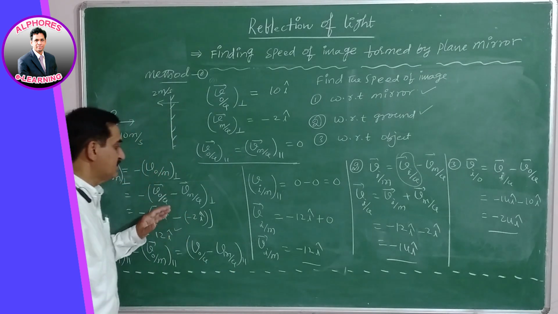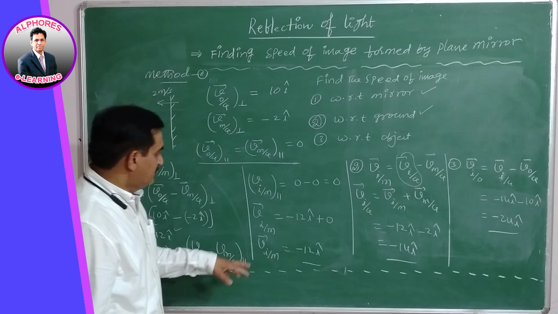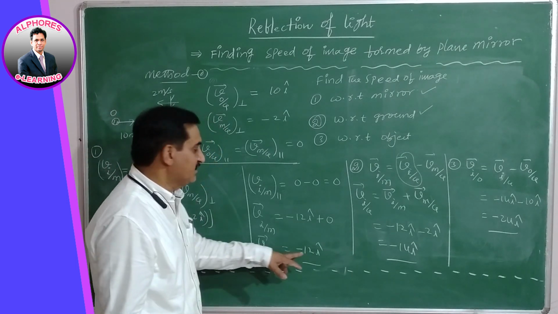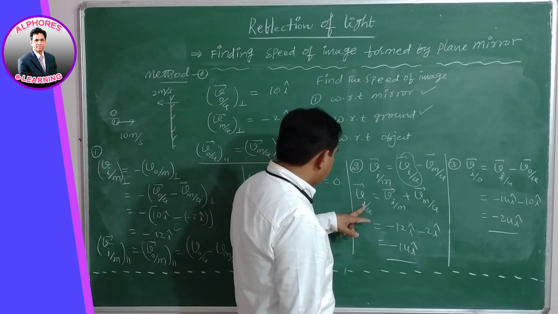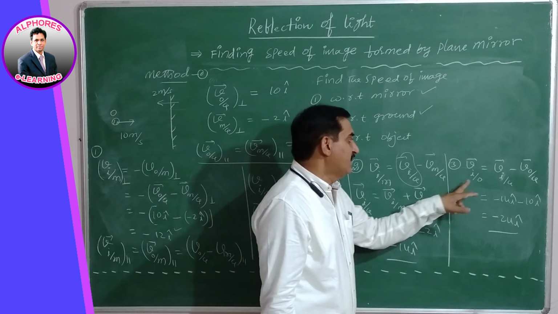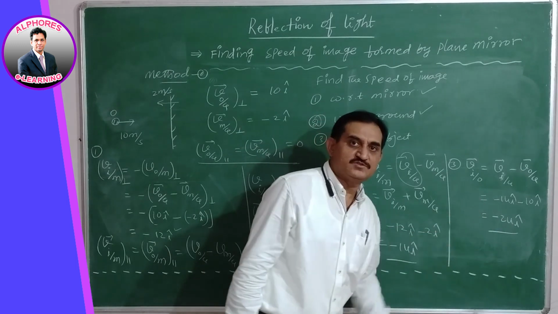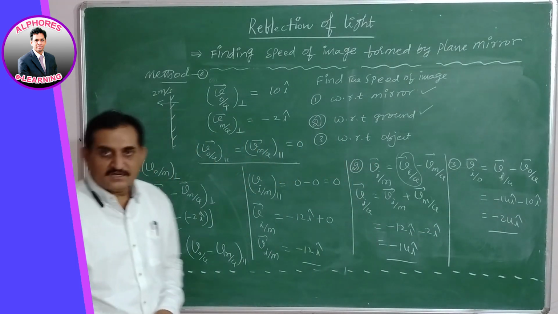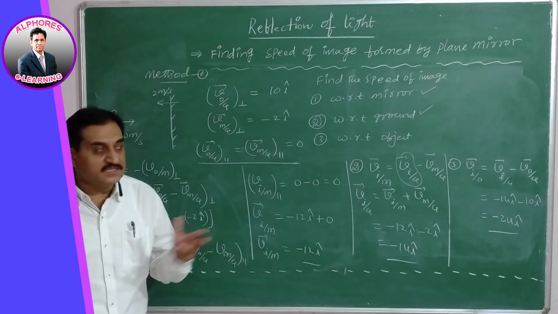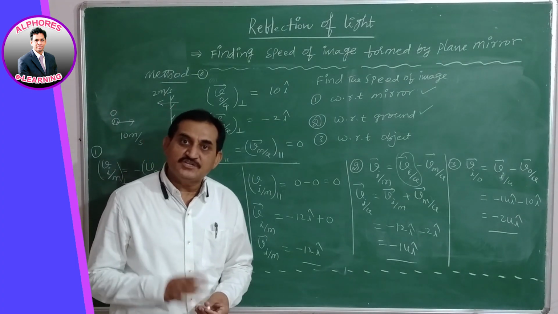So there are three questions, and their corresponding answers are calculated. With respect to mirror, it is minus 12i, with respect to ground, minus 14i, and with respect to object, minus 24i. This can also be solved by another method. That method is the general method.